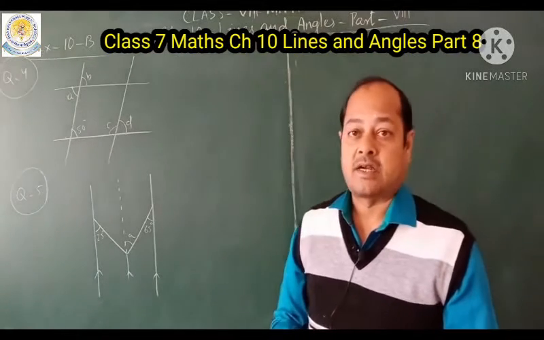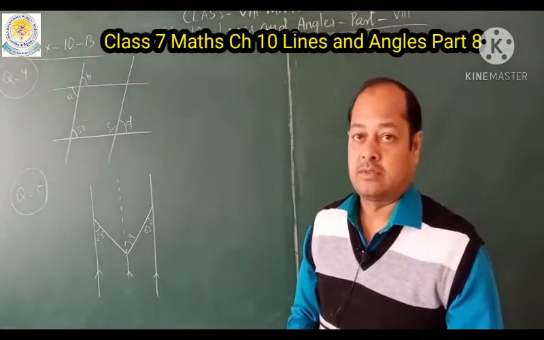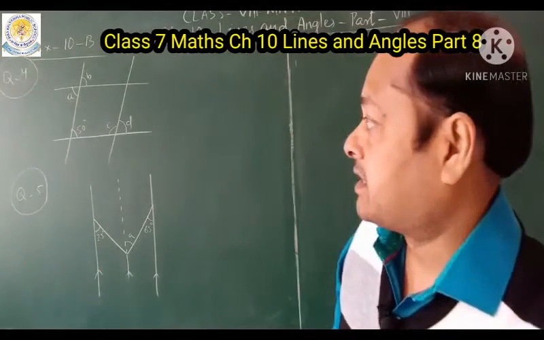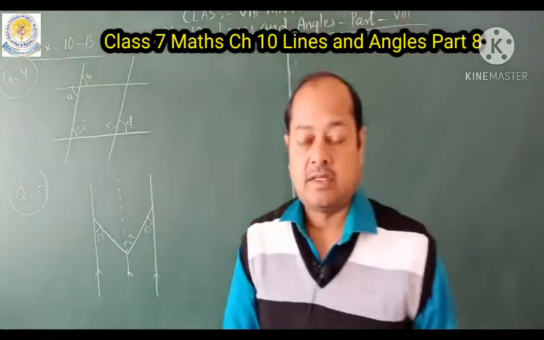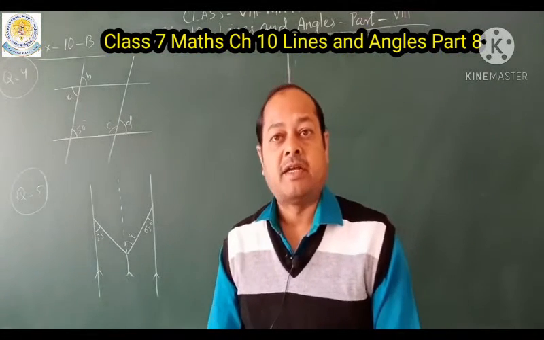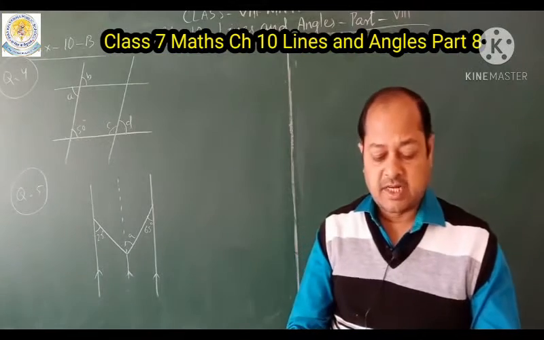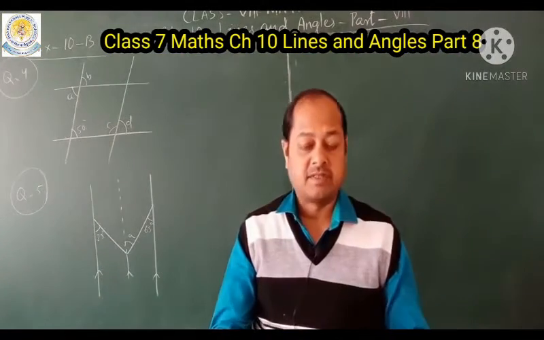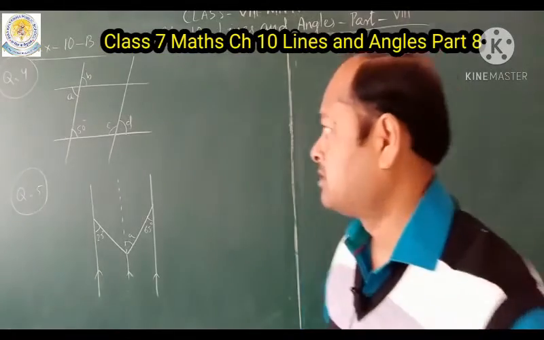So look at the start, question number 4. Question number 4, what does it say? It says that some figures are given, and you have to find out the angles. In questions 4 to 6, find each of the related angles, giving the reason.